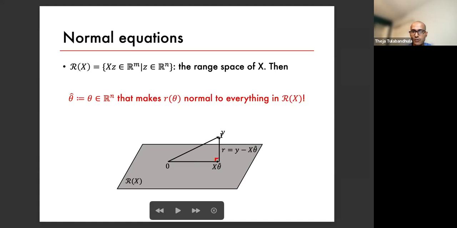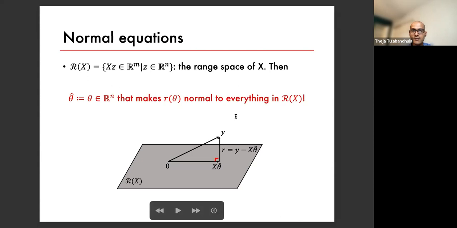Okay, so y is outside this gray plane. There is some theta for which there is some x theta. It should be such that x theta plus this perpendicular residual together form the y. We know that r is exactly equal to y minus x theta. So what we're trying to say is that this r will be perpendicular to the range space. That's the best theta. There could be other thetas which lead to different residual vectors, but those residual vectors need not be perpendicular to the range space.